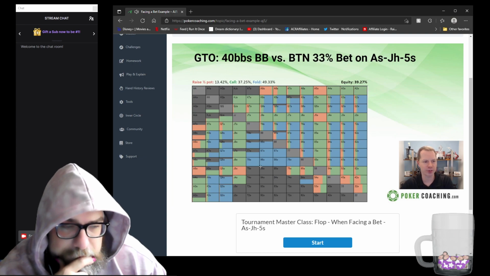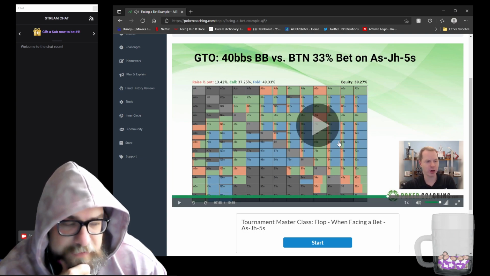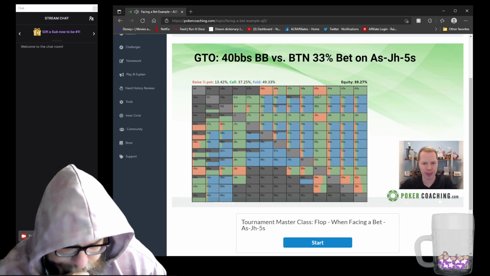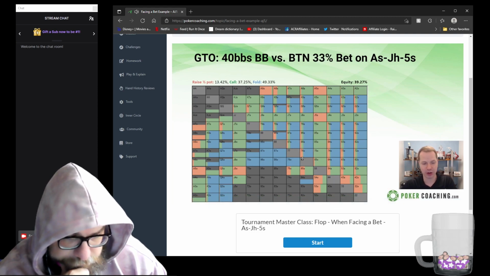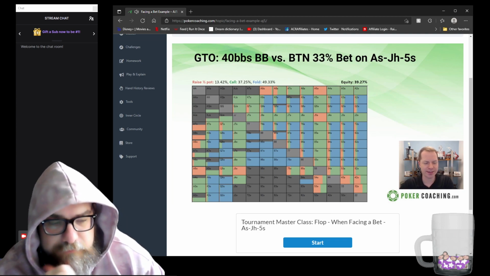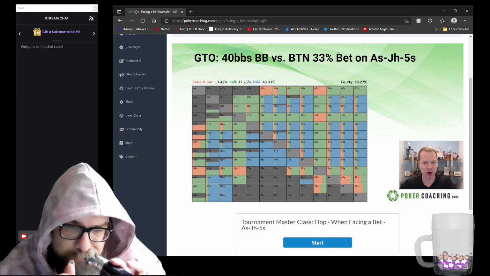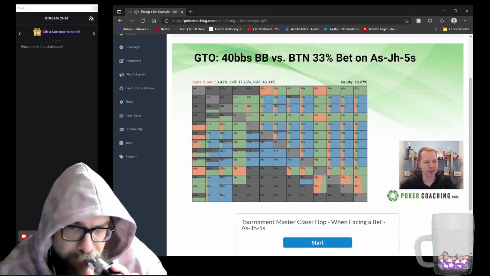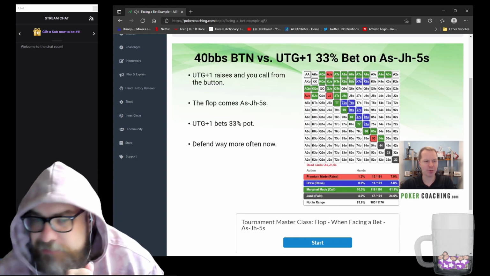Notice here, though, solver does not fold out any pairs now whenever it gets raised. Remember before, the solver was against under the gun +1. So it's because of the size of the bet. Solver was folding out a lot of 5s, well, almost all the 5s, and a lot of the jacks even. Whereas against the button and against a smaller bet size, you just can't fold out any of the pairs.